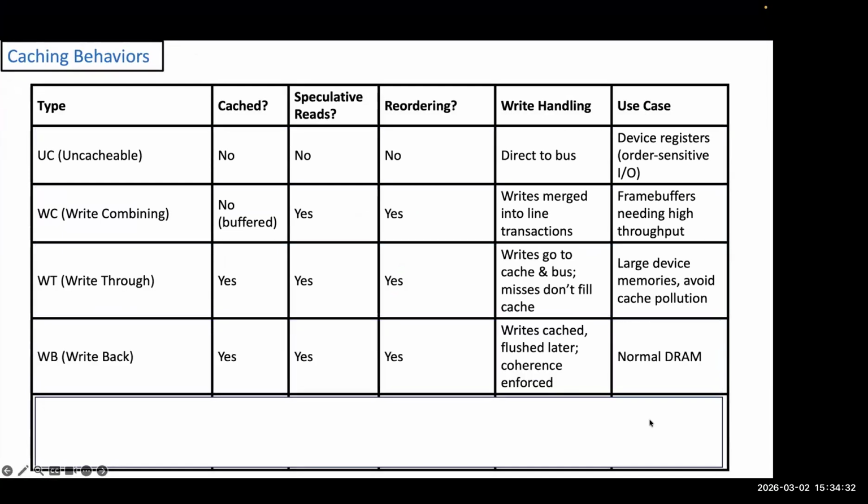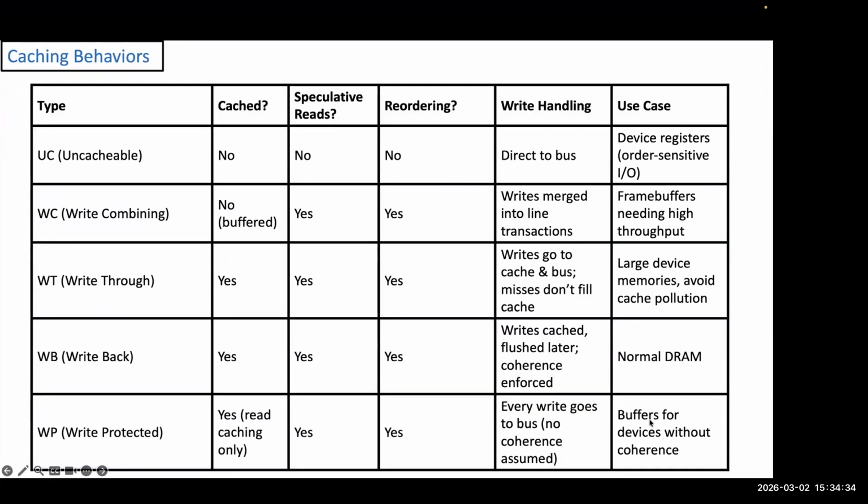Okay, so we have already covered write back, and the last one is write protected caching behavior. This is the case where we want our data to be cached, but cached only for the reading access. So if you want to update the data, you cannot update it in the cache. You must go down and update it in the memory.